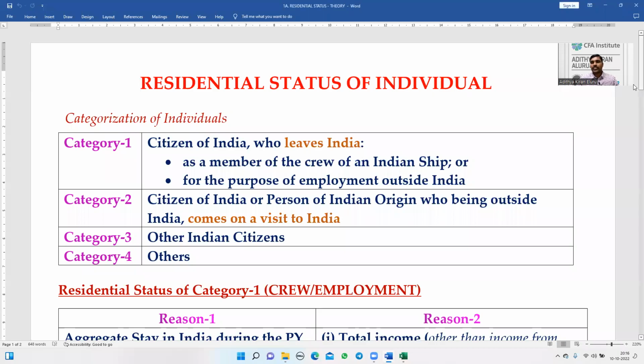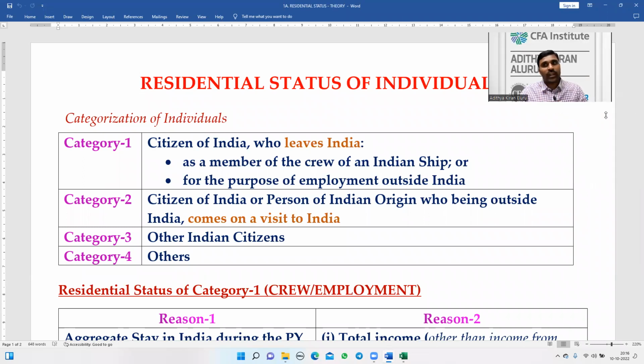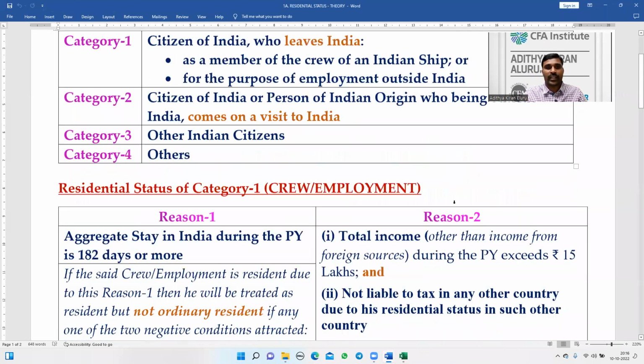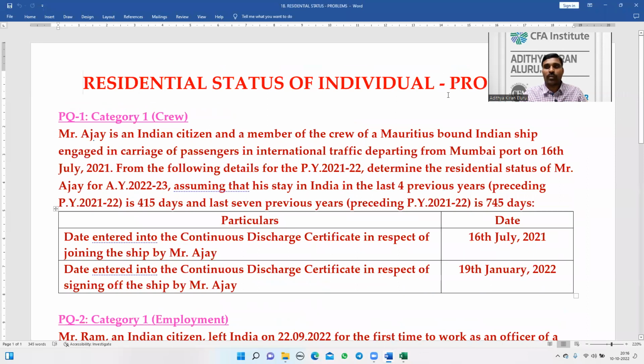In the previous class, we discussed the theory about the residential status for individuals. For ease of understanding, I classified the individuals into four categories. We'll solve the problems one by one based on the various categories. So we'll look at the first problem. The first problem relates to category one individuals.